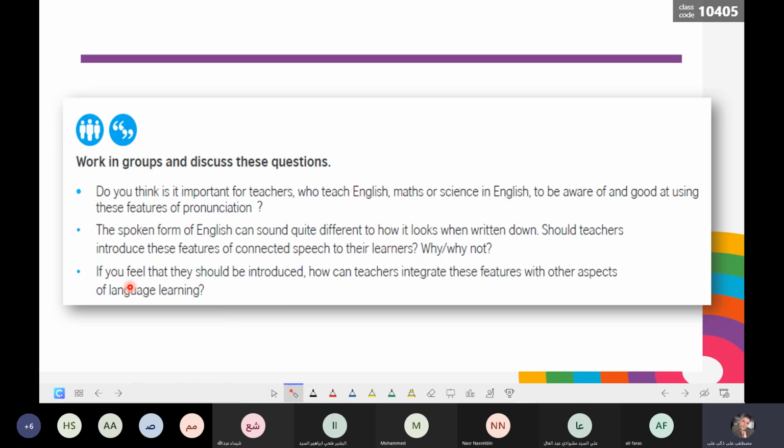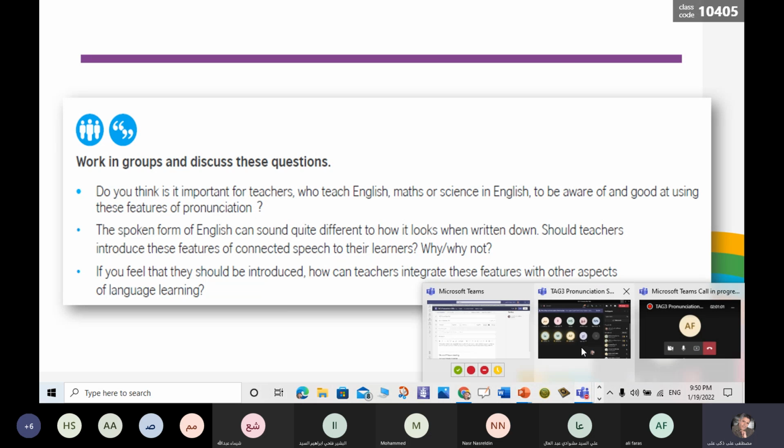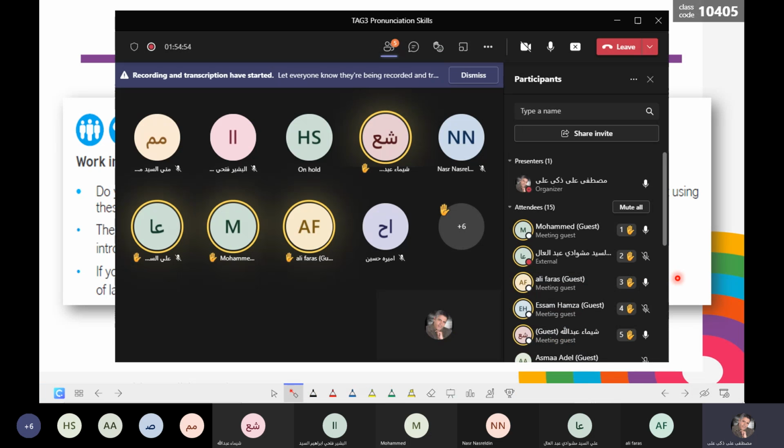So the last question is, if you feel that they should be introduced, how can teachers integrate these features? Do you think that we should have a separate lesson for teaching pronunciation or integrate these features within other language skills and teaching the language in general? Let's have another participant here. Mr. Ali, would you like to share with us? Yes, please, Mr. Mustafa.